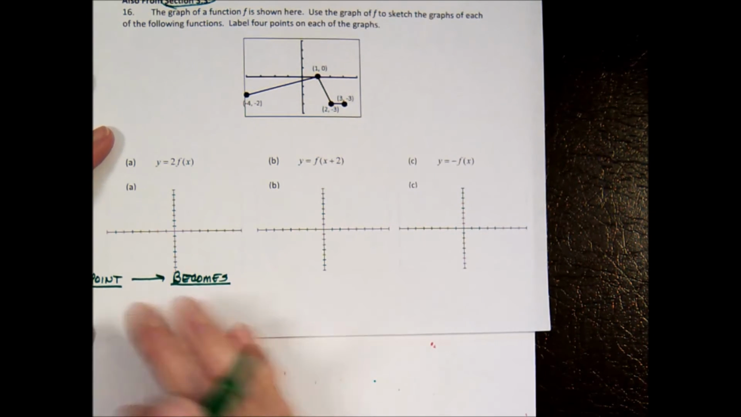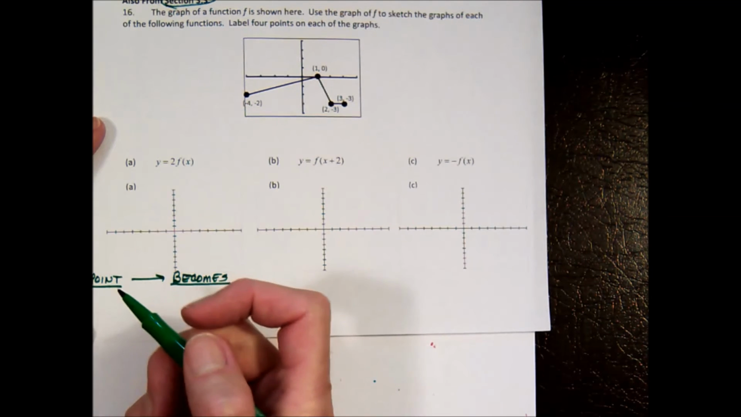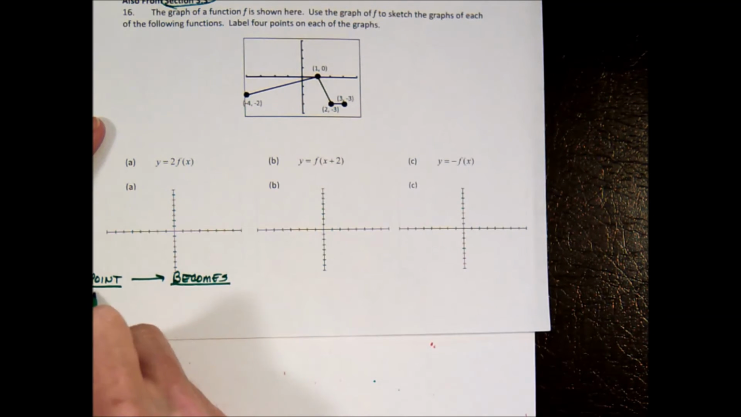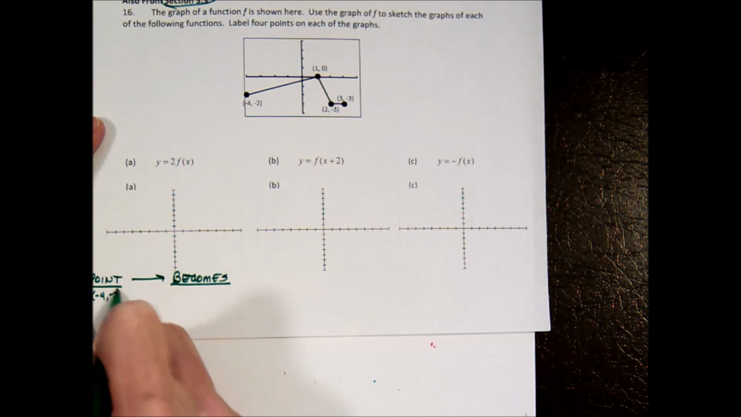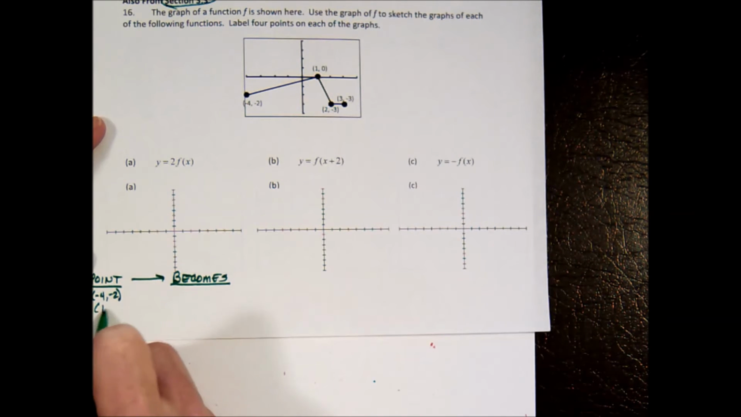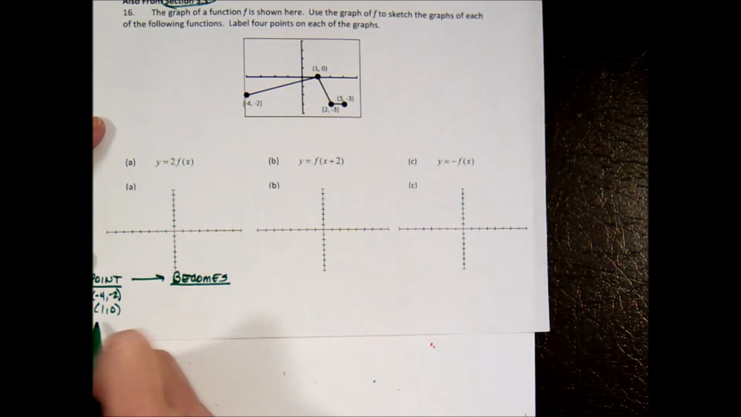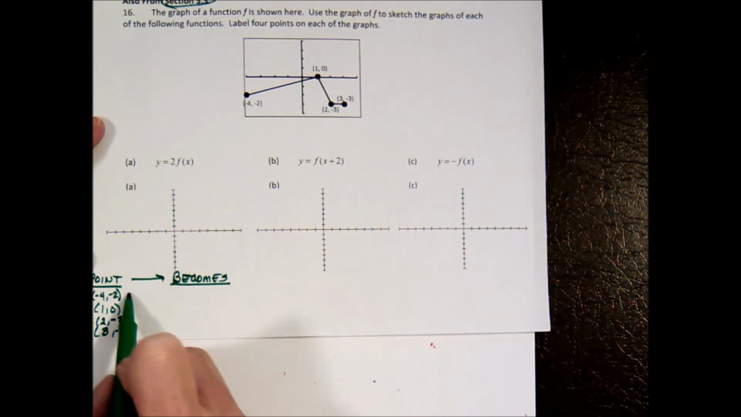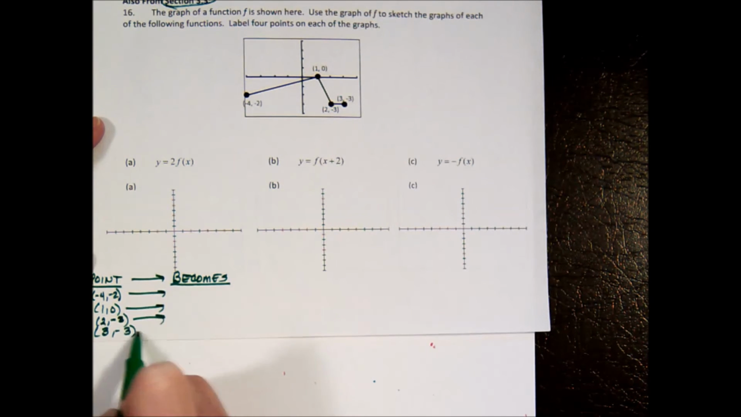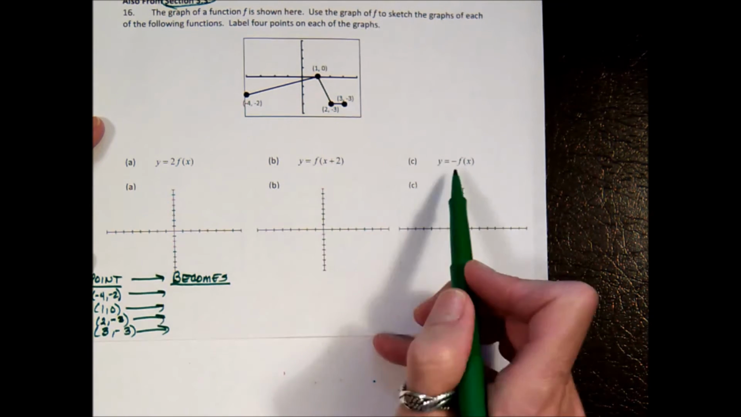So let's try this first one by writing down the points that we have. We have (-4, -2). We have the point (1, 0). By the way, I'm just getting these right from my original graph. We have the point (2, -3), and we have the point (3, -3). And what we want to know is what each of those becomes as we go through each of these transformations.